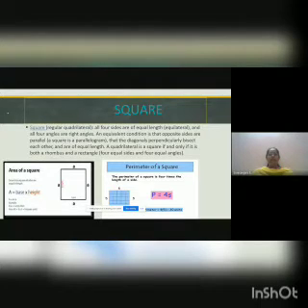So what is the area of a square? It is side square. Here they have taken the side as A, so it is A square. So what is the perimeter of a square? Perimeter of a square is 4S, 4 into side.